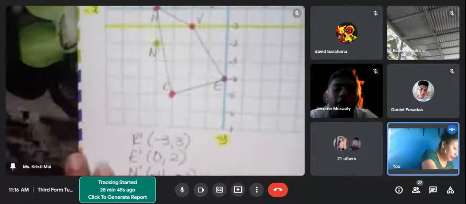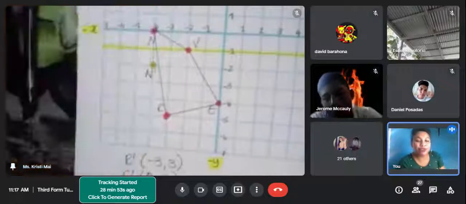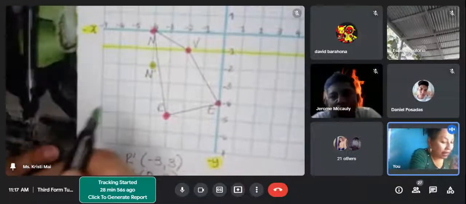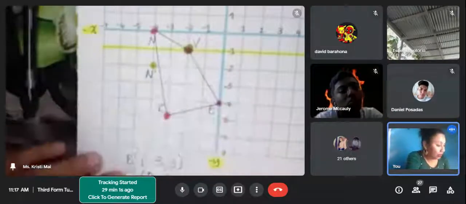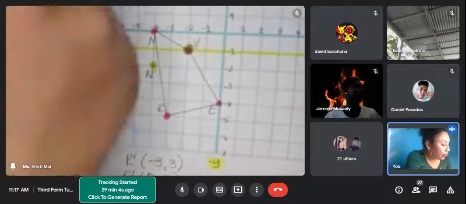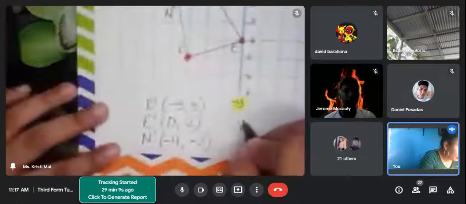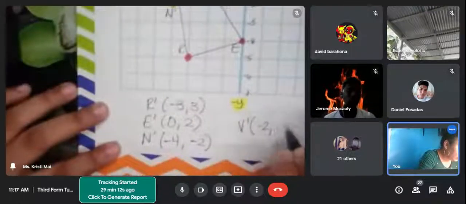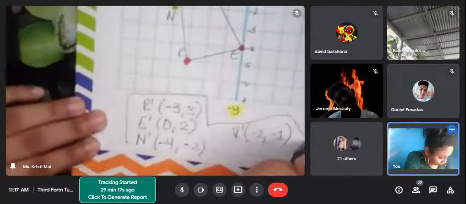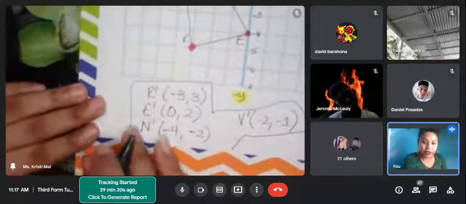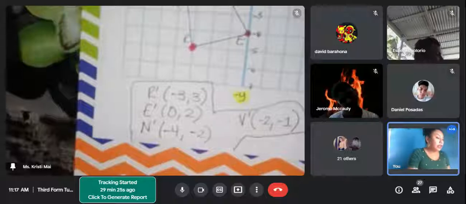Now when you look at v, if I reflect v, and v is right on my line of reflection, my point is also going to be there. It's going to be the same thing. So this point is v, but it is also v1. So when I write my answer, v1 is going to be the same coordinates, negative 2, negative 1. And then this is what your answer should be, this right here, your answer for number 2. Does anybody have any questions?